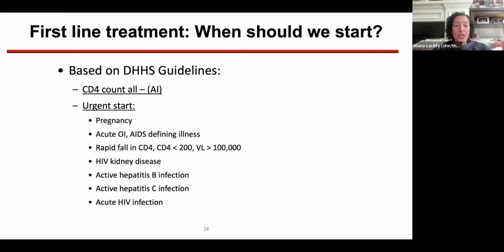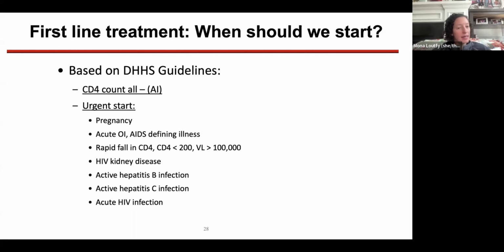We start everybody. There are some urgent situations like pregnancy, acute opportunistic infections, AIDS-defining illness, rapidly falling CD4 count, HIV kidney disease, which is called HIVAN, HIV-associated nephropathy. If someone has active hepatitis B, the drugs Truvada and Descovy also treat Hep B. With active Hep C, you might want to get started on the HIV treatment before we treat the hepatitis C. And we like to treat an acute HIV infection as much as possible, because if we do that, it's amazing. The immune system is able to be restored.